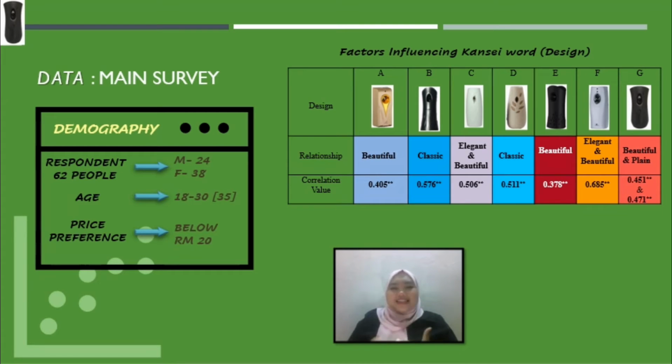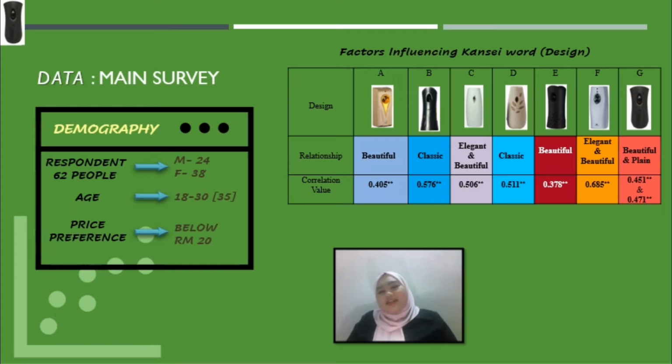As you can see in this slide, this is the data from the main survey. We have 62 respondents. The age group that responded in this survey is 18 to 30, same as the previous survey. For price preference, I asked, and most of the respondents chose below RM30 to purchase an air freshener casing.